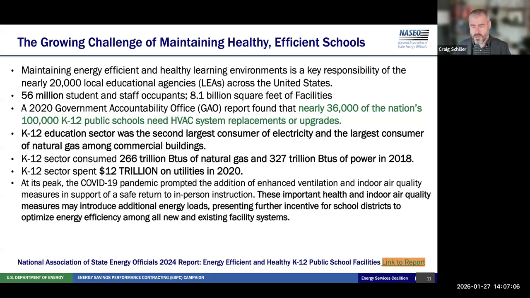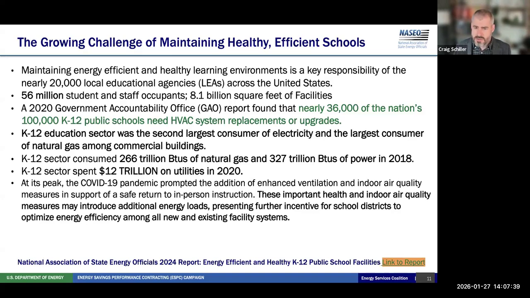So big picture, our K-12 sector nationally is huge. It's one of the largest infrastructure sectors that we have. For some big picture numbers, right? We have roughly 20,000 LEAs, what we call school districts across the country. That's 20,000 different governments of how schools should be run. There's 56 million students and staff occupants. That's roughly 1 out of 6 people in this country a day are in schools. Maybe not this week with the weather, but on average, 1 out of 6 people in schools daily.